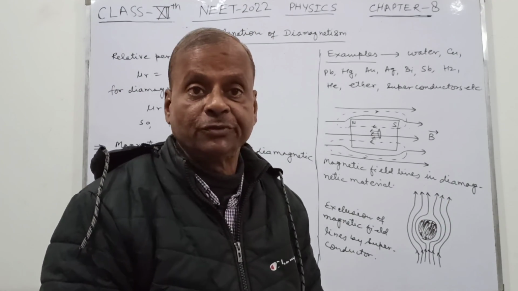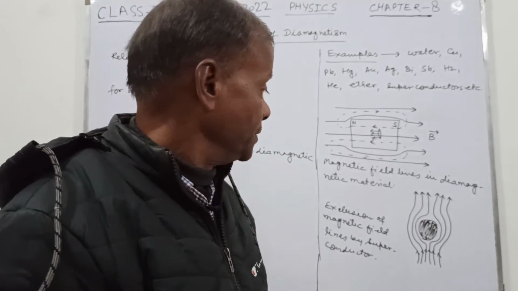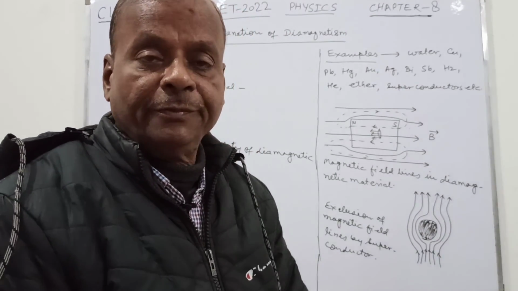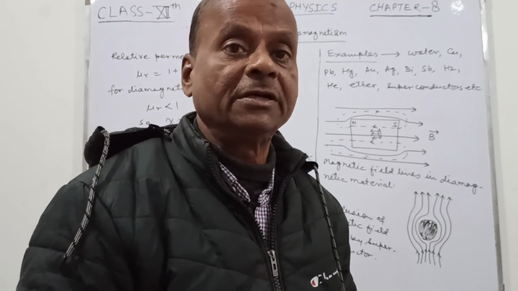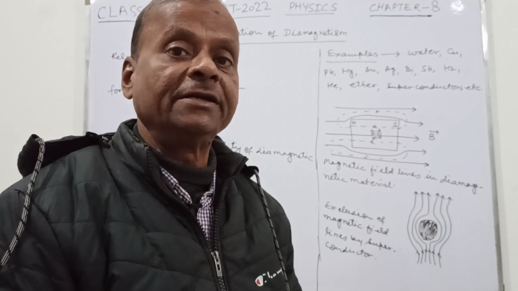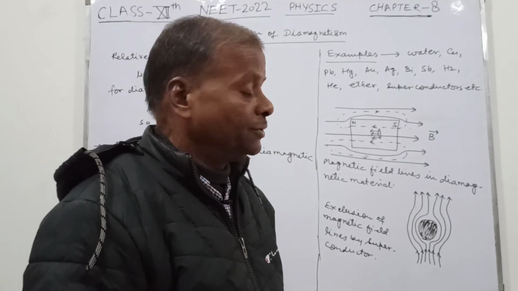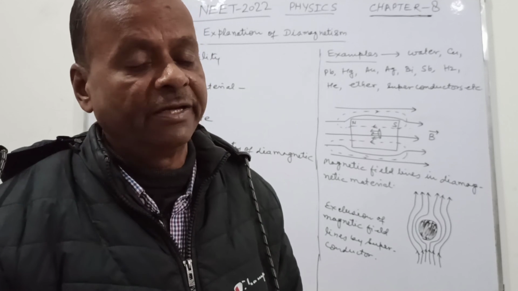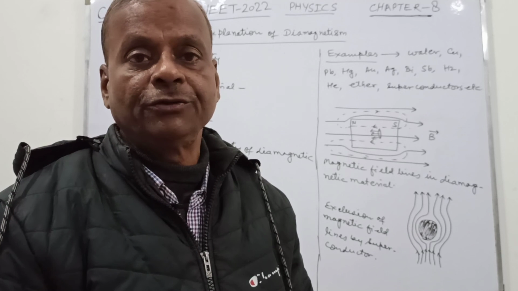So the superconductor is highly diamagnetic, and definitely all materials will be diamagnetic as the temperature changes. At the lowest temperature, all materials are diamagnetic. But as the temperature increases, they become paramagnetic and ferromagnetic. So these are the properties associated with diamagnetic material, and I have also told you the explanation on the basis of the electron theory. So thank you very much.